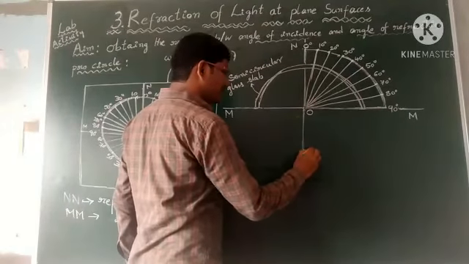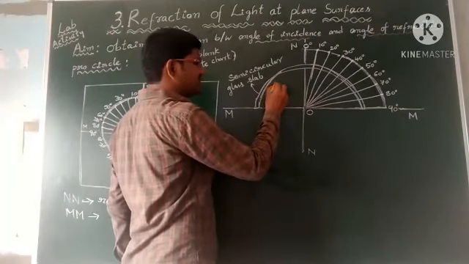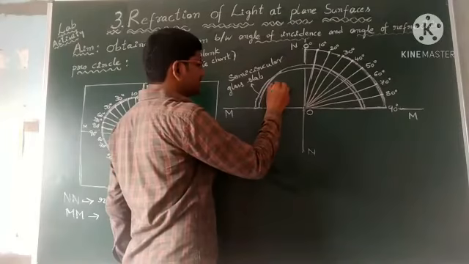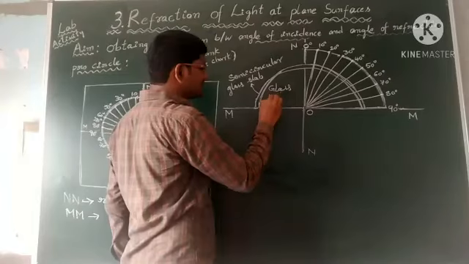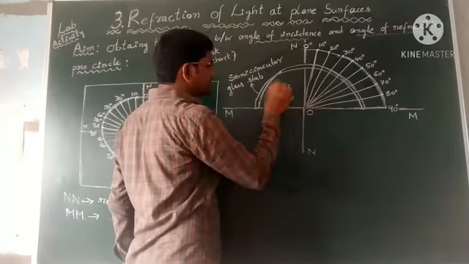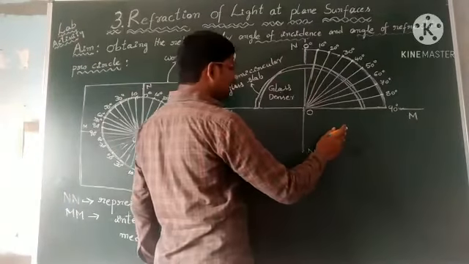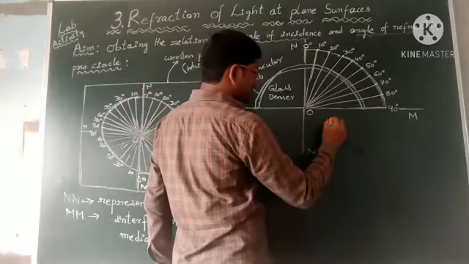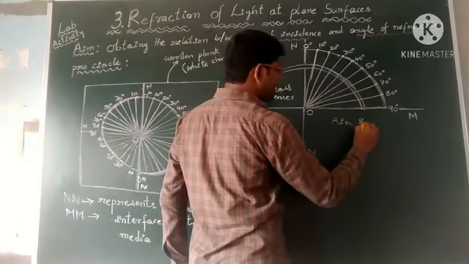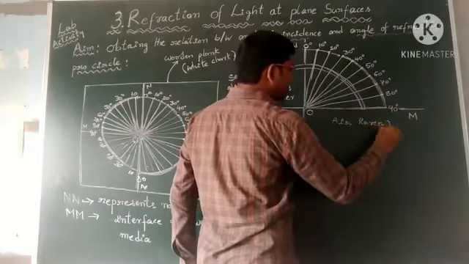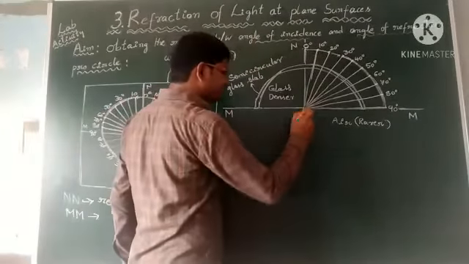Now, this is completely a glass medium. This is the glass, which means denser. And where nothing is there, what do we have here? Air medium. So this is a rarer medium. So air is a rarer medium.